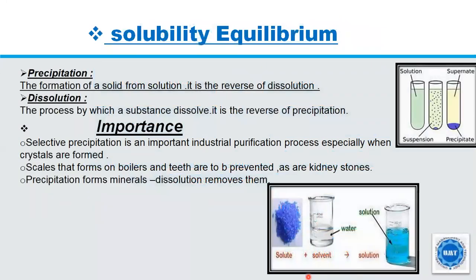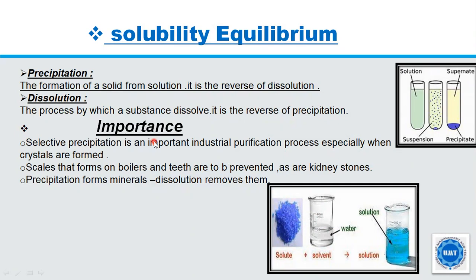So first, what is precipitation? The formation of a solid from solution is known as precipitation. As we can see from this figure, when we dissolve solute into a solvent, the precipitate is formed. This phenomenon is known as precipitation, and it is the reverse process of dissolution. What is dissolution? Dissolution is a process in which a substance completely dissolves into the solvent. So it is the reverse process of precipitation, and in this process we obtain a clear solution.